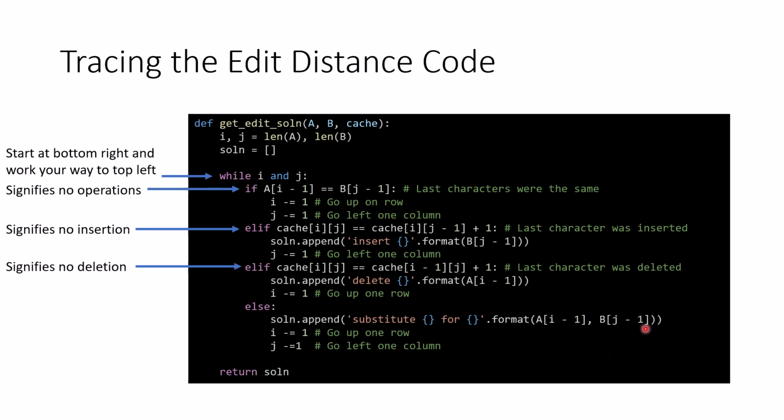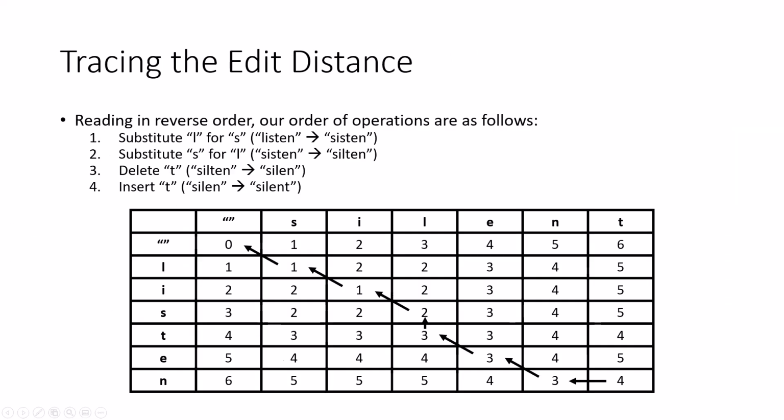And the last case, which is really the only possible scenario, is that we have to substitute. So we substitute a of i minus 1 for b of j minus 1. And then since we're going up diagonally, that corresponds to i minus equals 1 and j minus equals 1. And then we return the solution, and eventually you should get these insertion, deletion, and substitution sequences over here.